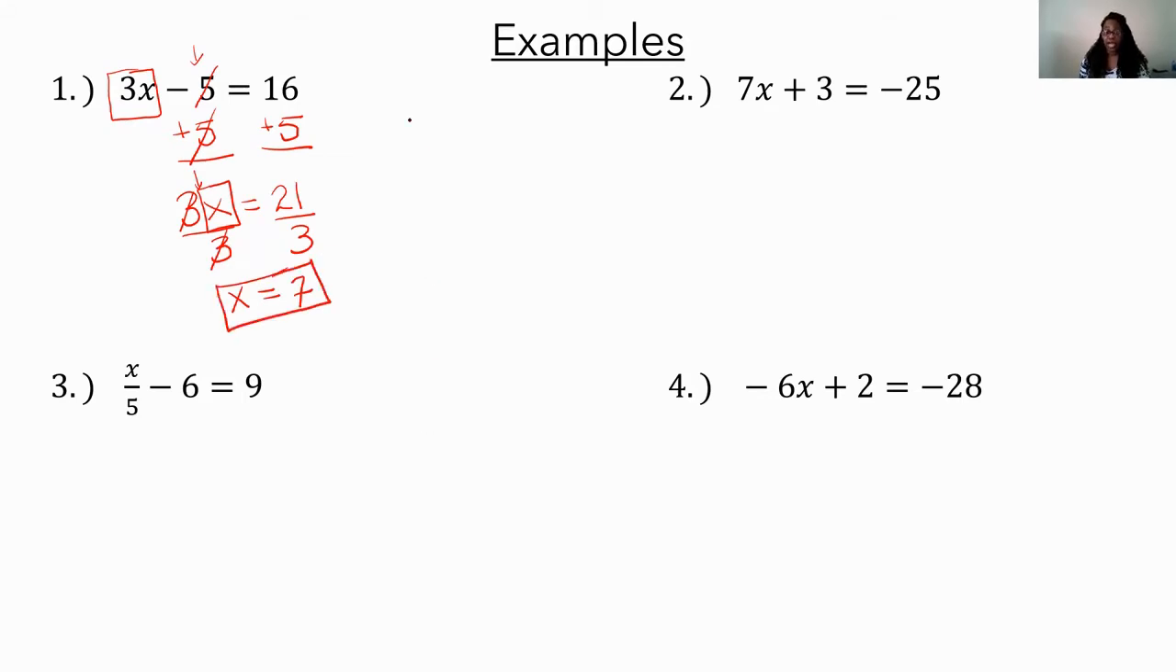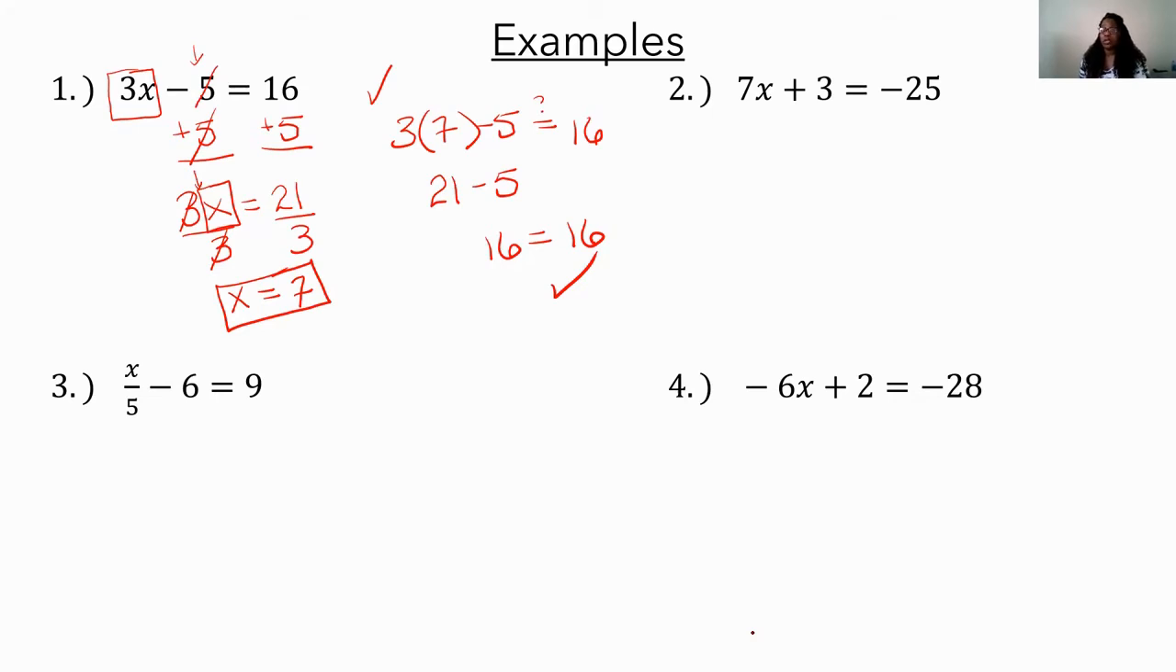If you want to check it, we're going to say 3 times 7, putting my 7 in for x, minus 5, and I want to see if that equals 16. So 3 times 7 gives me 21, and 21 minus 5 gives me 16. Is 16 equals 16 a true statement? Yes, it is. So that means the solution of 7 for x does work.